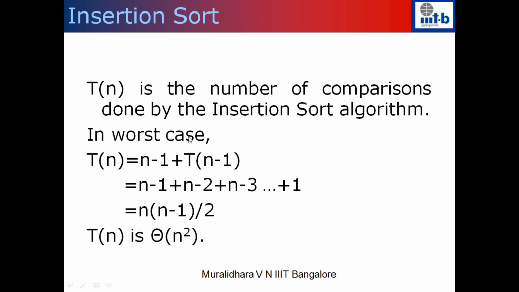But this is only in the worst case. In the best case, if the given sequence is already sorted in the increasing order, the number of times the while loop will be executed is 0. So the total number of comparisons this algorithm does will be exactly equal to n if the sequence is already sorted in the increasing order. So in summary, the number of comparisons done by the insertion sort algorithm will be between n and n square.